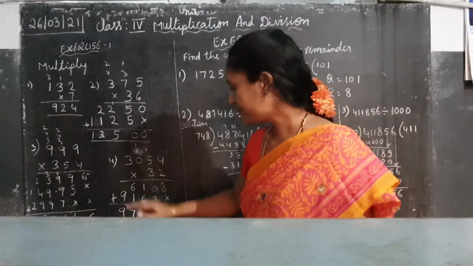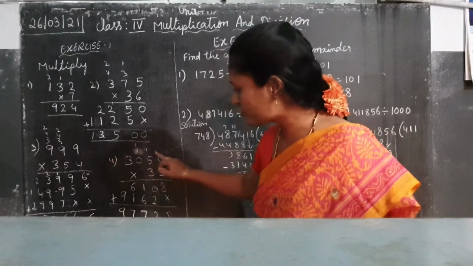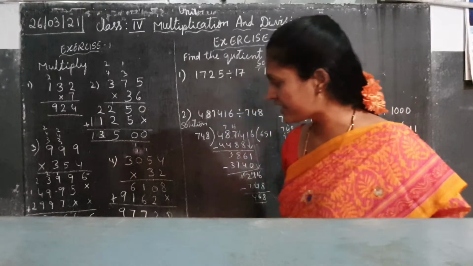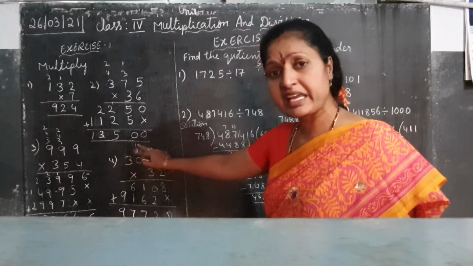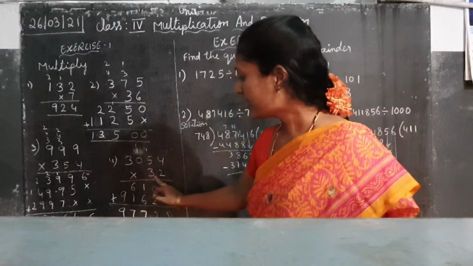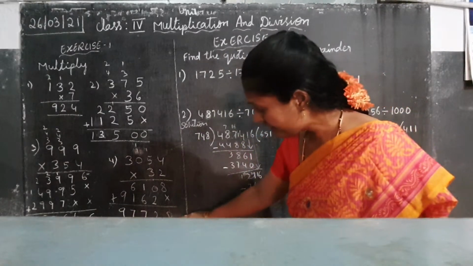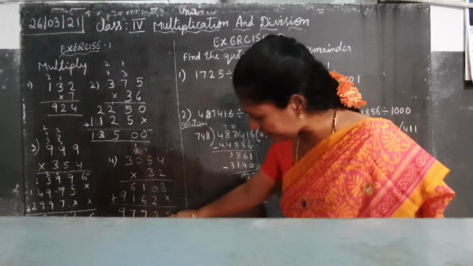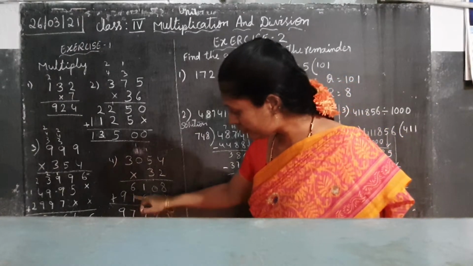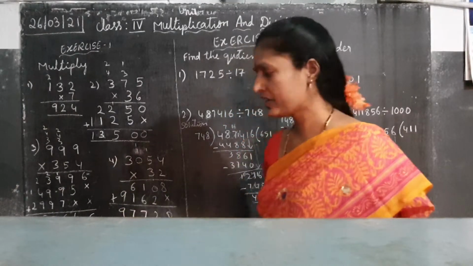Okay, 2 3s are 6, and in the first row we have to put the cross mark. Now 3 4s are 12, 1 carry 2, and 3 5s are 15. 15 plus 1, 16, 1 carry 6. And whatever number is kept on 0, that we have to write 1, and 3 3s are 9, children. The next step we have to add. In ones 8, and in tens 0 plus 2 is 2, and in hundreds you have 6 plus 1, 7, and in thousands we have 6 plus 1, 7, and in ten thousands we have 9 only, we have to write, children.